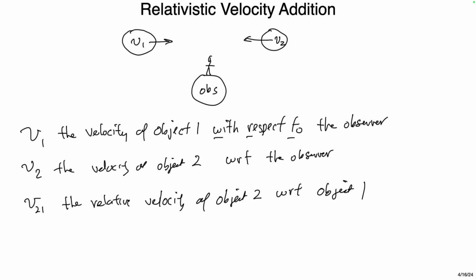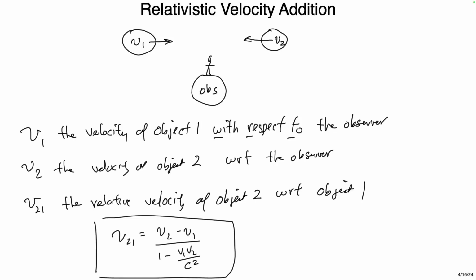Boiling that all down and putting it all together, you get this. The relative velocity as measured between the 2 objects will be V2 minus V1 divided by 1 minus the product V1, V2 over c squared. This is usually the only equation they give you.